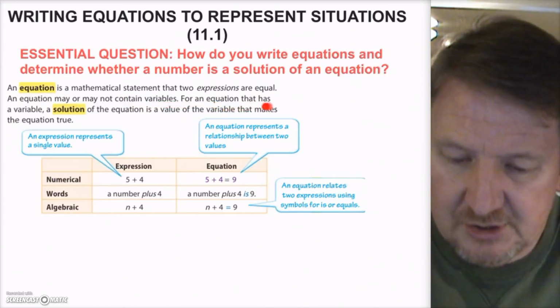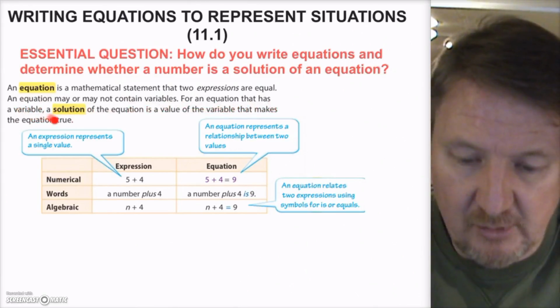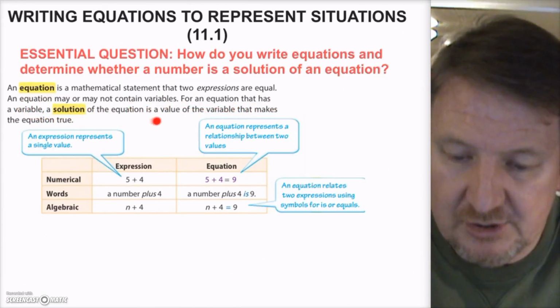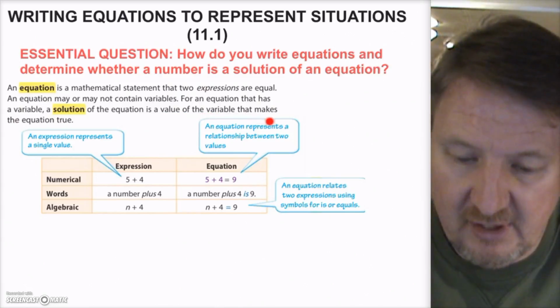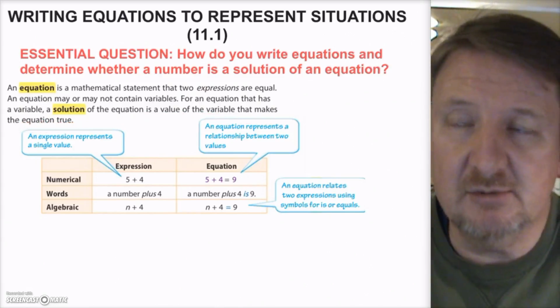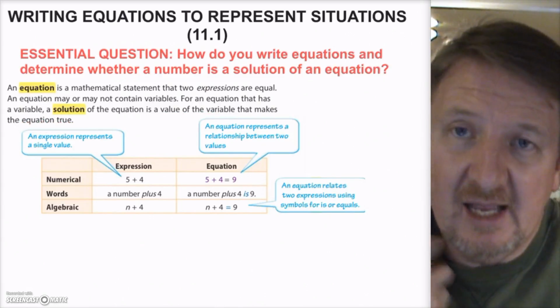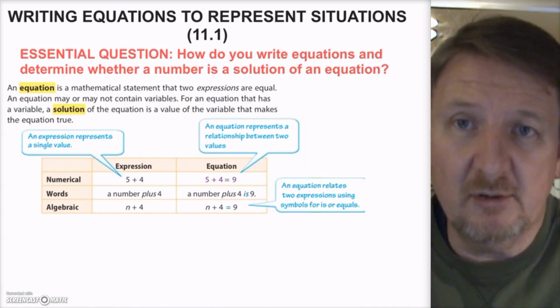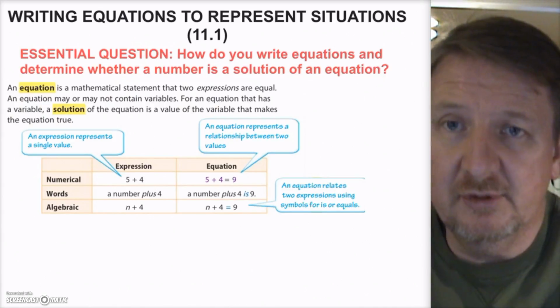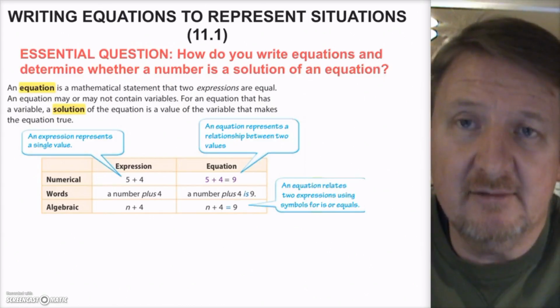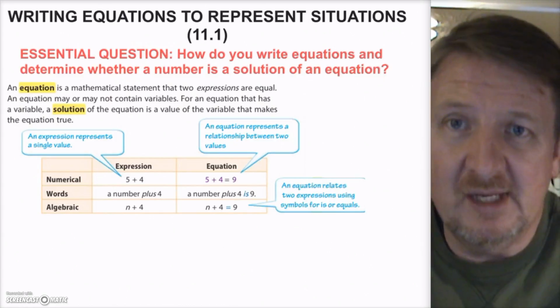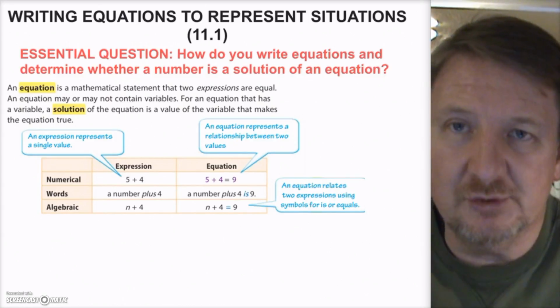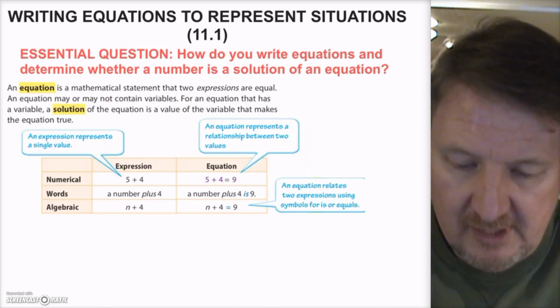For an equation that has a variable, a solution of the equation is a value for the variable that makes the equation true. So what this is saying is that if we have a variable in our equation, then the solution is whatever it takes to make that equation true, to make that value for the variable true.